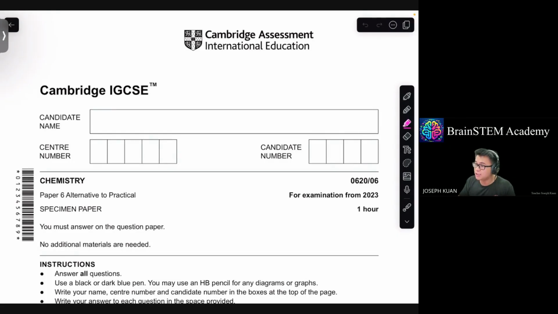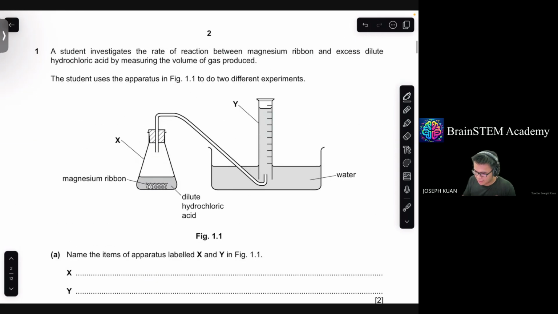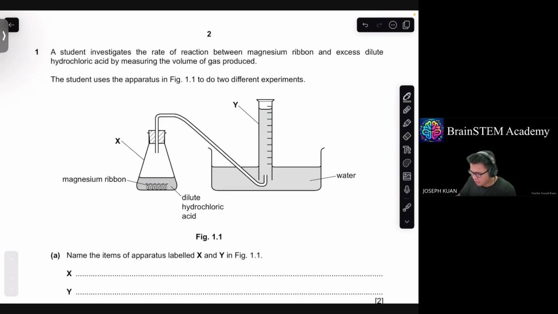This is Cambridge IGCSE Chemistry, Paper 6, Alternative to Practical, specimen paper for examinations from 2023. Question number 1. A student investigates the rate of reaction between magnesium ribbon and excess dilute hydrochloric acid by measuring the volume of gas produced. The student uses the apparatus in figure 1.1 to do two different experiments.